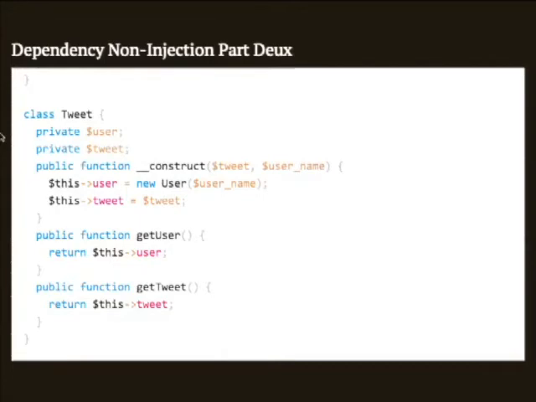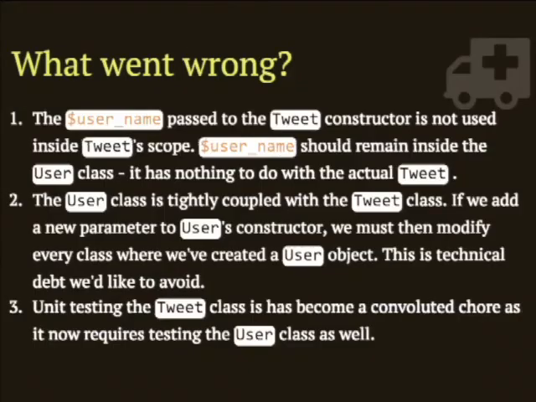And so what we can do instead is use dependency injection. I already went over what went wrong. I forgot about this slide. But basically, the User class is tightly coupled with the Tweet class. We can't really unit test this either because we're creating the user objects. That becomes more difficult because it requires testing two classes instead of one. So it's not really decoupled code, and we are essentially not using dependency injection, which is the whole point of this.